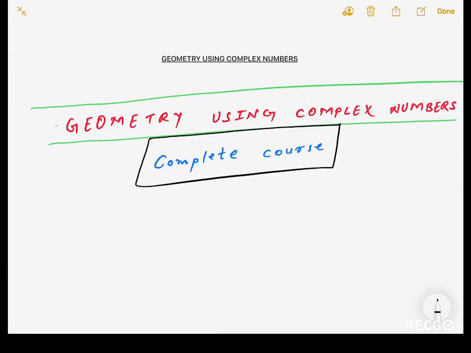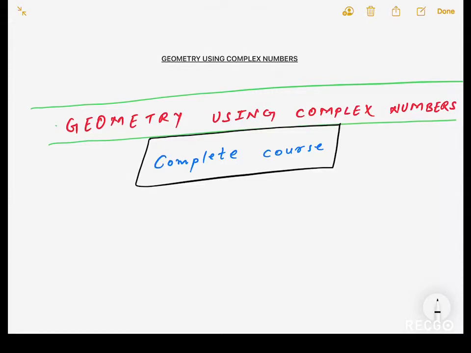This video is for beginners who have started or finished some portion of complex numbers and are yet to start the geometry of complex numbers, or you can say geometry using complex numbers. In this video I will cover the geometry portion in the complex plane, like we study geometry in the Cartesian plane or the Euclidean plane. Similarly, we can also study geometry in the complex plane, which is also called the Argand plane, Gaussian plane, etc.